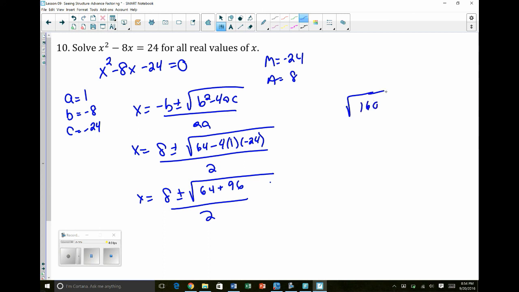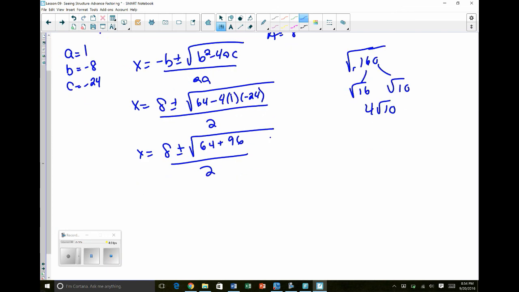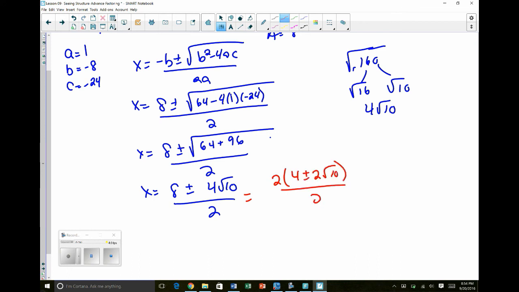What's the square root of 160? What's the biggest perfect square that goes into 160? Well, that's 16 and radical 10, so this is 4 radical 10. x equals 8 plus or minus 4 radical 10 over 2. Well, is there anything I can factor out of the numerator to divide it by 2? Yeah, I can factor a 2 out of the numerator and get 4 plus or minus 2 radical 10 over 2. Dividing by 2 leaves me with my two solutions of 4 plus 2 radical 10 and 4 minus 2 radical 10.